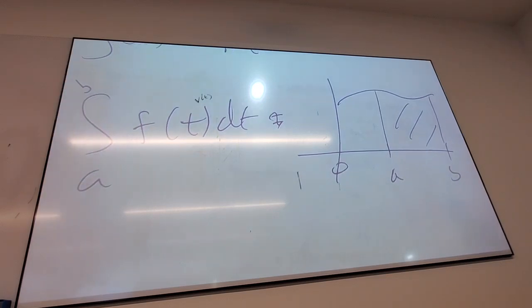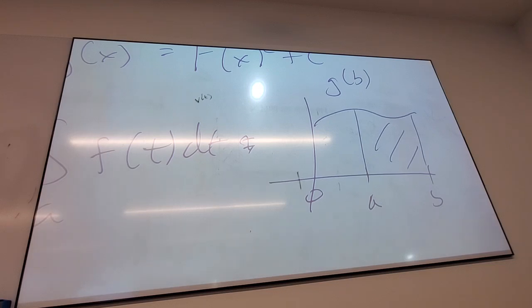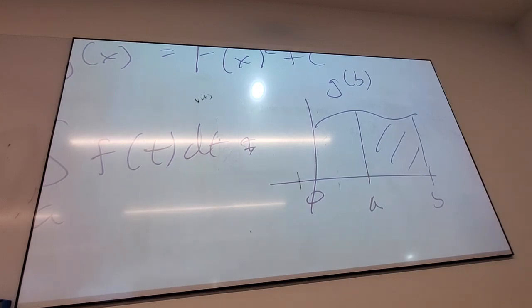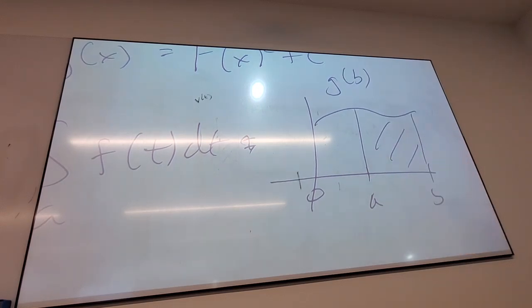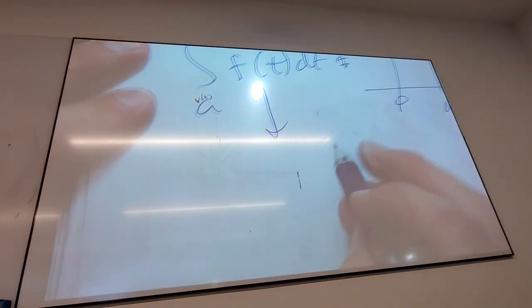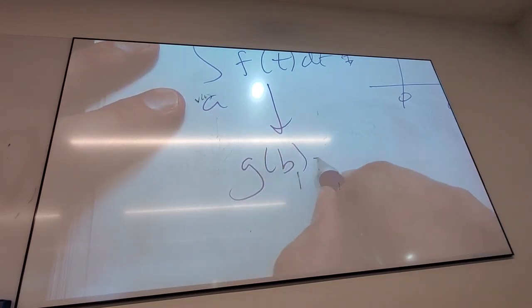Now, what's G of B in this picture? What is G of B in this picture? That's a good way to say this. This kind of is G of B, Jeff. I know. Okay. If I do this, this ends up being g of b minus g of a.